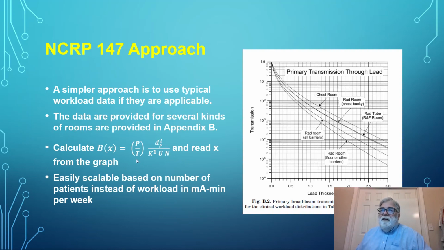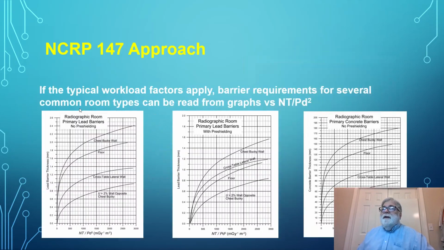So this process is pretty easy. It is much simpler than the old way, because in the past we had to figure out those MA minutes. We had to figure out how many procedures we do, how many hip procedures, how many KUBs, how many chest X-rays, how many MA minutes or mAs we take for each chest X-ray, how many mAs we take for each KUB. Add them all up and get the number of MA minutes per week. Now, all we need to do is know the number of patients we see a week. So that's a lot easier for the facility to provide accurate information.